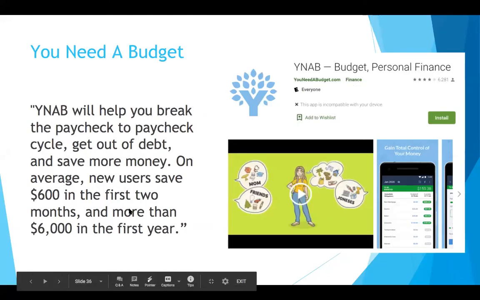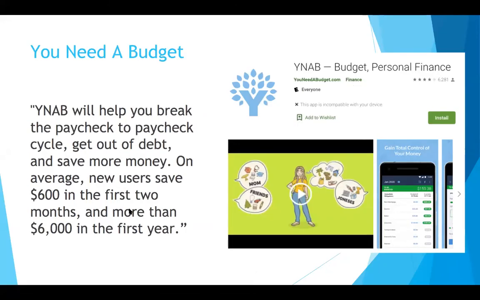Next is You Need a Budget, or YNAB. It helps you break that pattern of going paycheck to paycheck, and it will help you get out of debt. Apparently, on average, people have saved $600 in the first two months and more than $6,000 in the first year. So that's a really great app if you have that habit.